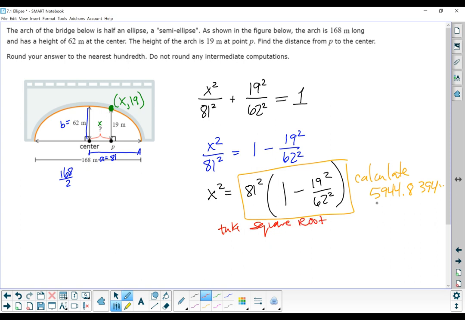Hopefully you would notice that that can't be the distance. It's only 81 meters wide right there. So obviously the 5,000 can't be your answer. So if you take the square root, you get 77.10 meters. And again, we're rounding to the nearest hundredth.